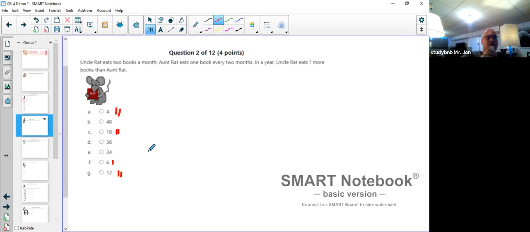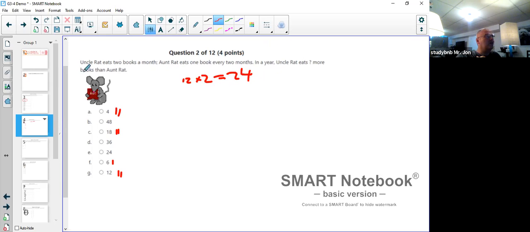So how do we figure this out, right? Uncle Rat eats 2 books a month. How many months are in a year? 12. There are 12 months. And 2 books a month. How many books will that be? 24. Right, 12 times 2 will be 24. Okay. Yay.